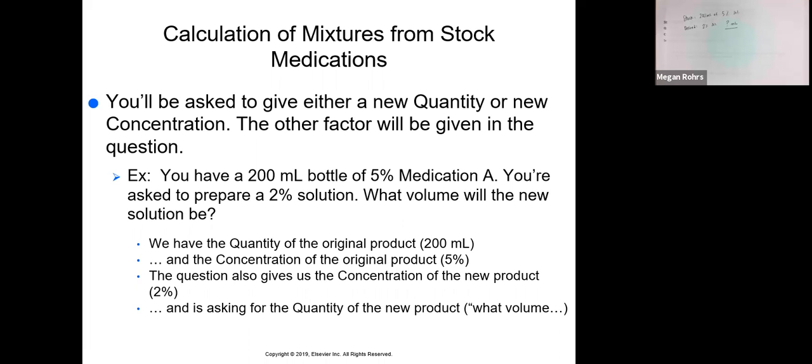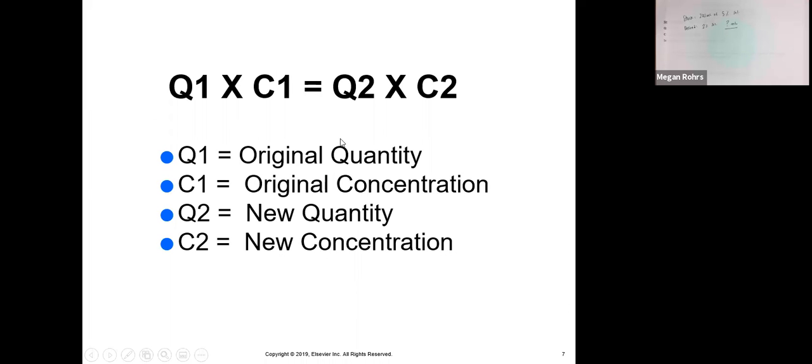Okay, so this is the equation that we're going to use for simple dilution. It might look a little bit scary at first, but it's very simple, I promise. I'm going to show you how to use this equation with this example here. So we have Q1 times C1 equals Q2 times C2.